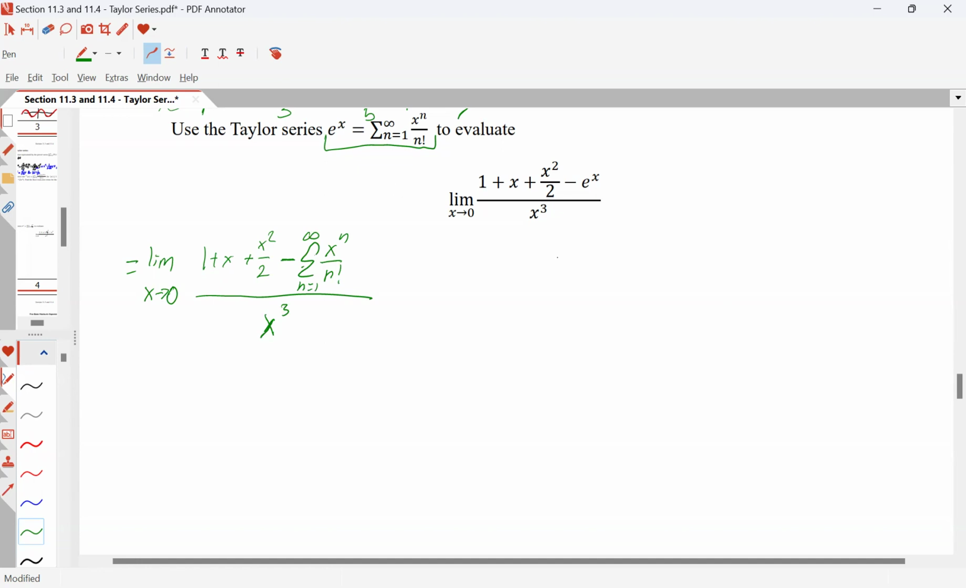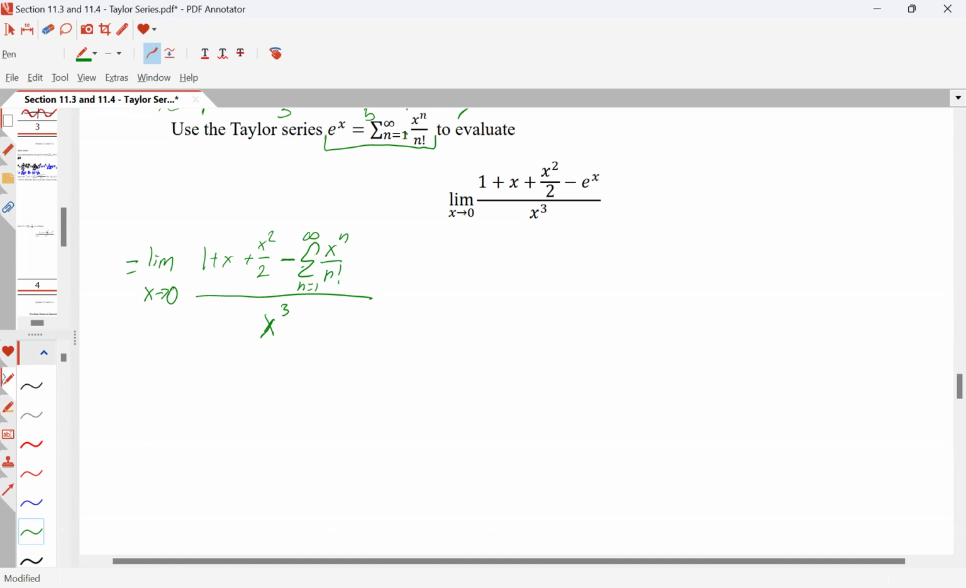And e to the x equals that power series actually for all x. So it does not matter if we're looking at the limit as x goes to 0 or any other limit. E to the x equals that power series everywhere. So we can replace it in without any worries.